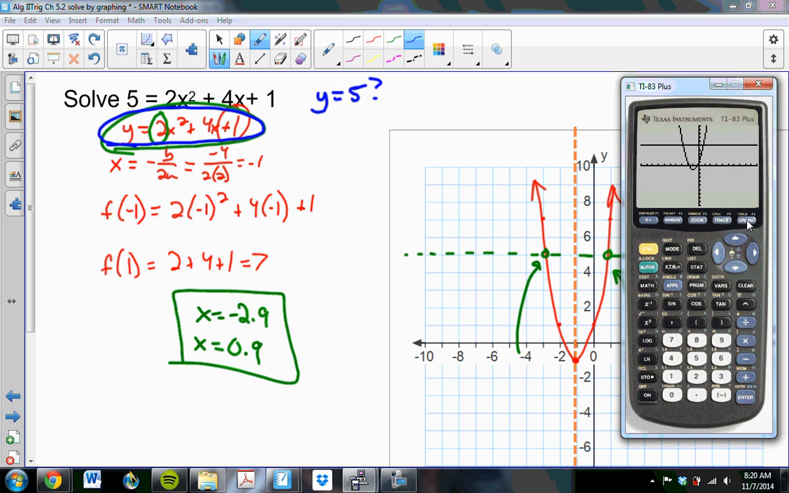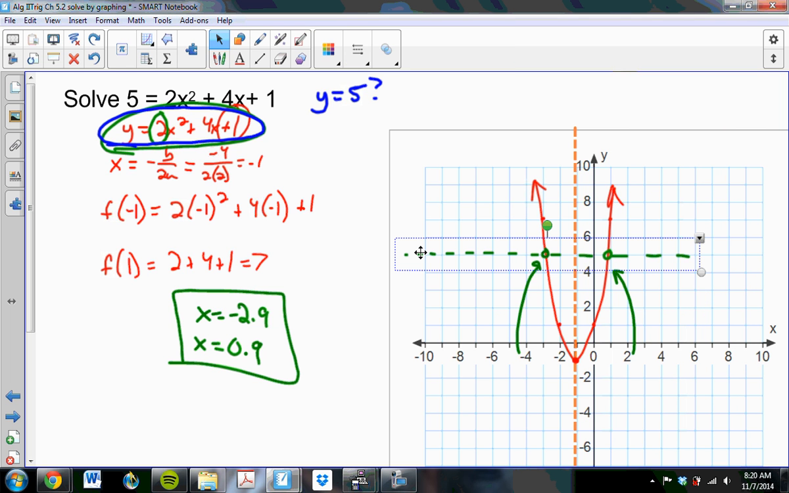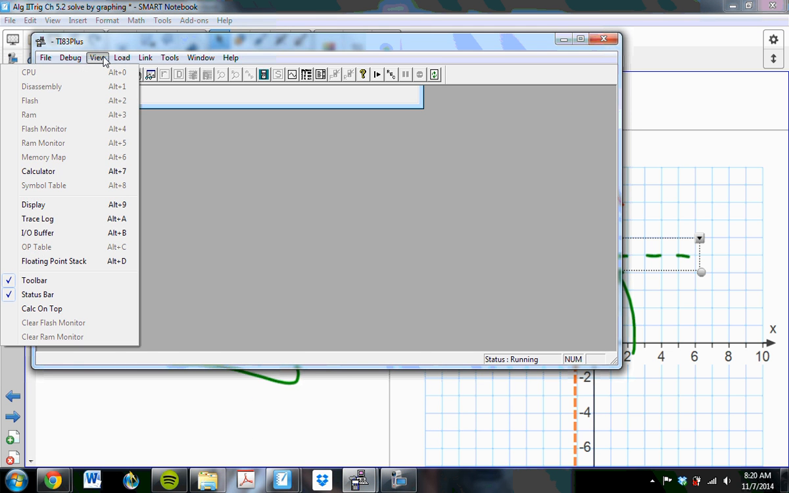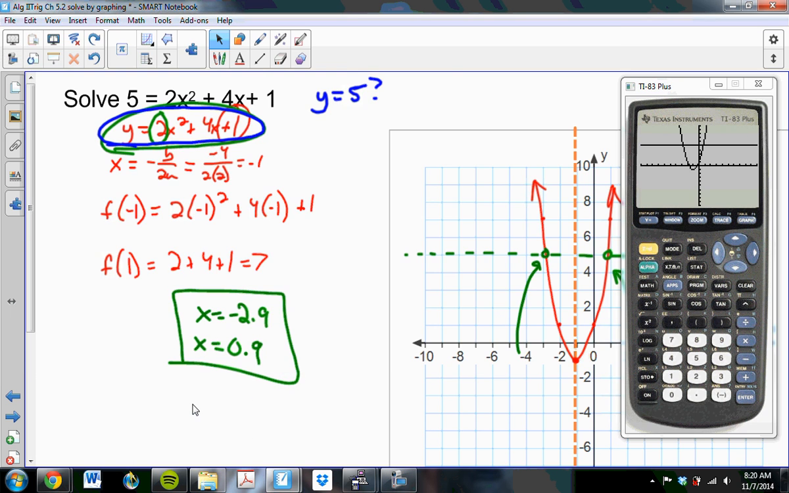Let me just show what I'm talking about. It's just like this line right here. Just like that horizontal line. I'm going to make it so this calculator always stays on top. Good. So what I'm really wondering is, where do these intersect? Where is this point of intersection?